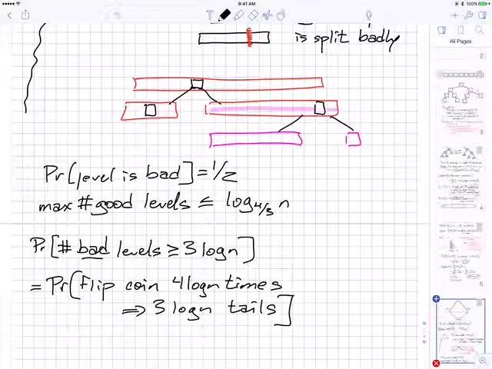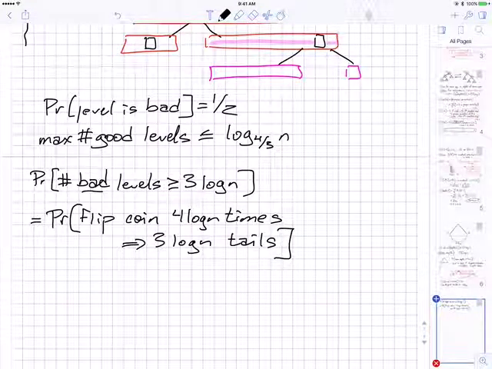Right? If I flip a coin 4 log n times, how many heads do I expect to get? What's the expected number of heads? 2 log n by linearity of expectation. Okay? Generally, if I flip a coin k times, I expect k over 2 heads, and k over 2 tails. And so what this question is asking now is what's the probability that the number of tails I get is way bigger than what I expect it to be? Right? This is what's called the tail inequality.